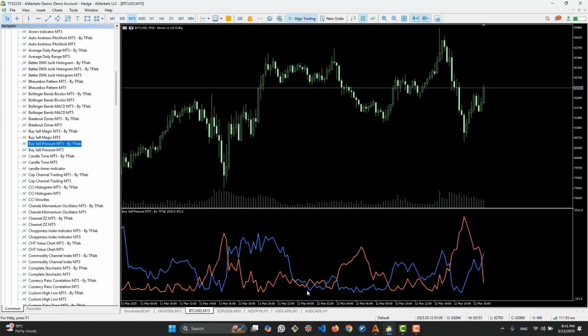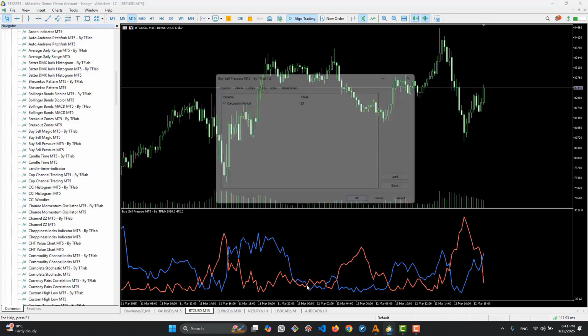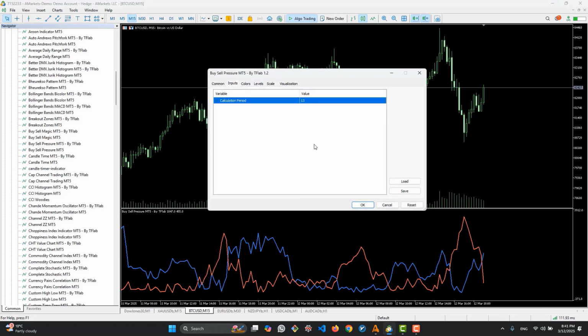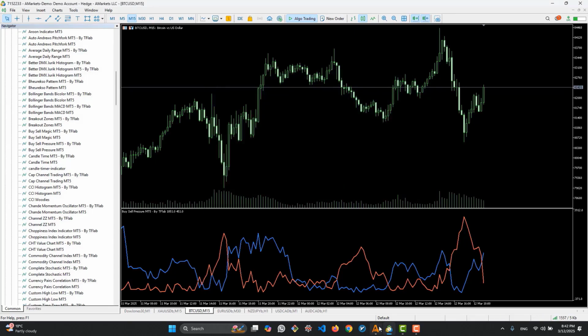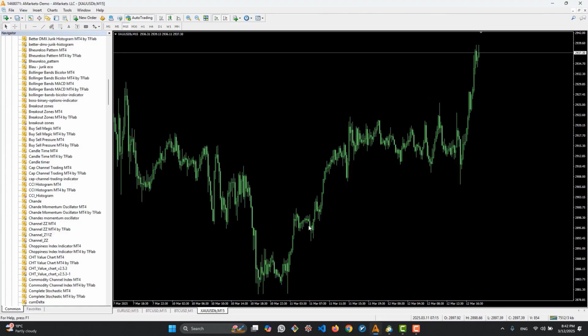Let's review the settings of this indicator together. The only option available in the settings is the calculation period of this indicator. The higher we set this value, the smoother the lines will be and we will have fewer crossovers. You can also use the MT4 version of this indicator on the MetaTrader 4 platform.